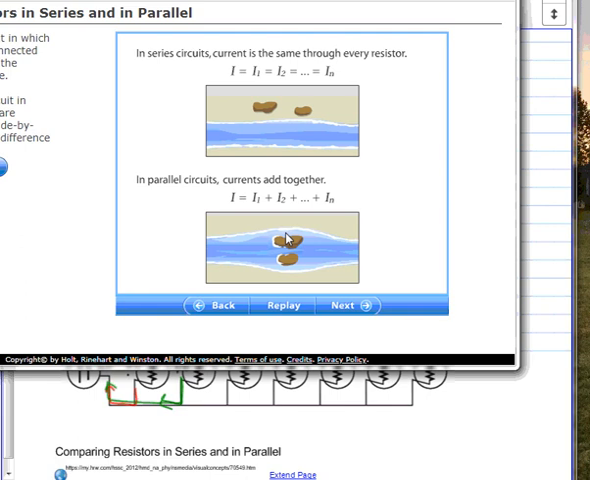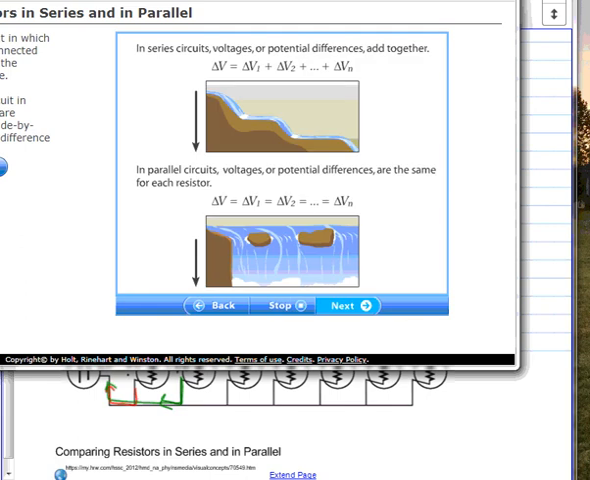Exactly. The change in potential energy of water flowing downhill can be compared to electrical potential differences. Water running down a series of steps, like current running through resistors in series, loses some potential energy at each step. However, if a waterfall is split by a series of stones, each stream has the same distance to fall, and so the change in potential is the same for each stream. So illustrating series and voltage drop.